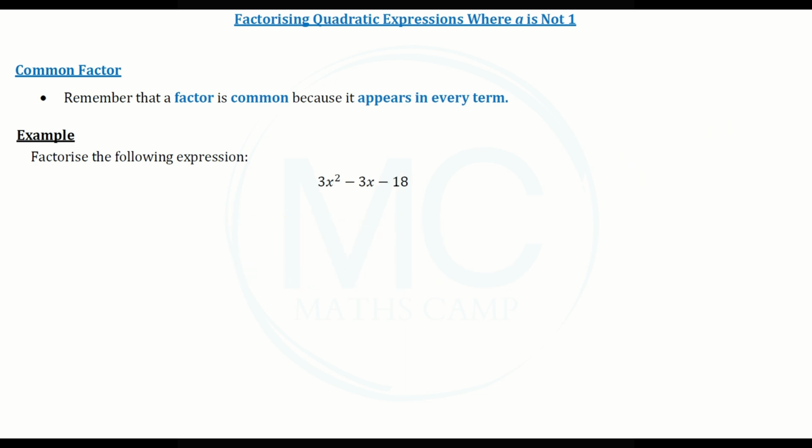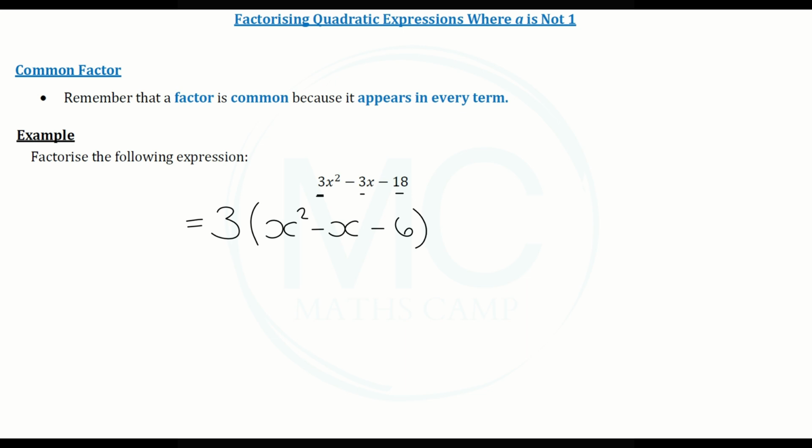Let's look at another example. 3x squared minus 3x minus 18. The coefficient of x squared is 3. The coefficient of x is 3, and the constant is 18. All three of these terms are divisible by 3. So let's take 3 out as a common factor. And we say 3, open bracket, 3x squared divided by 3 gives us x squared. Negative 3x divided by 3 gives us negative x. And negative 18 divided by 3 gives us negative 6.